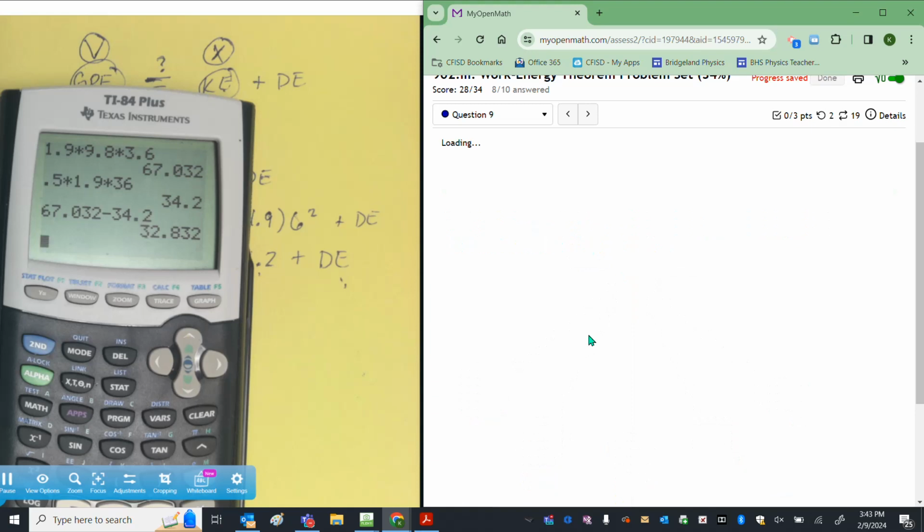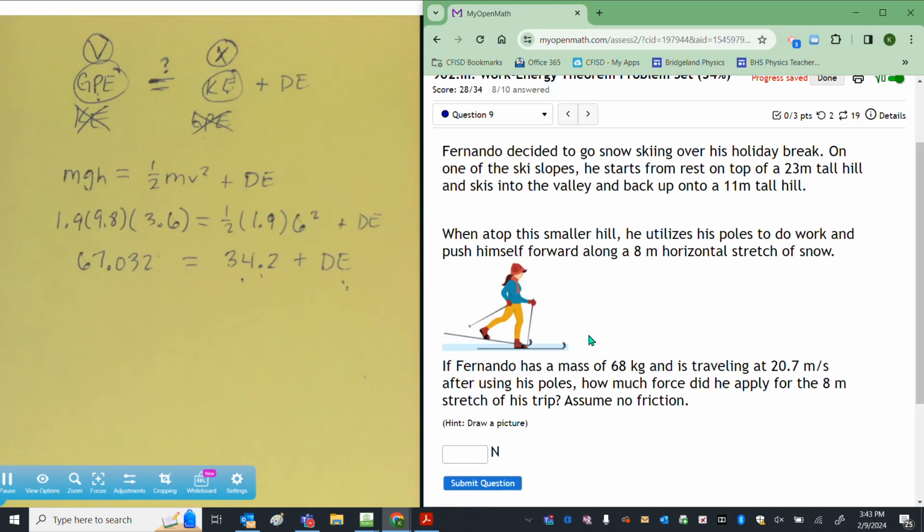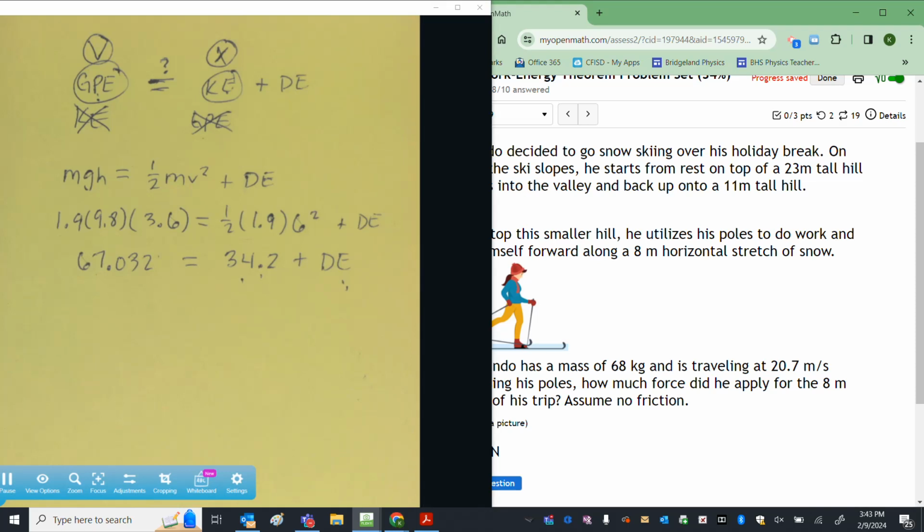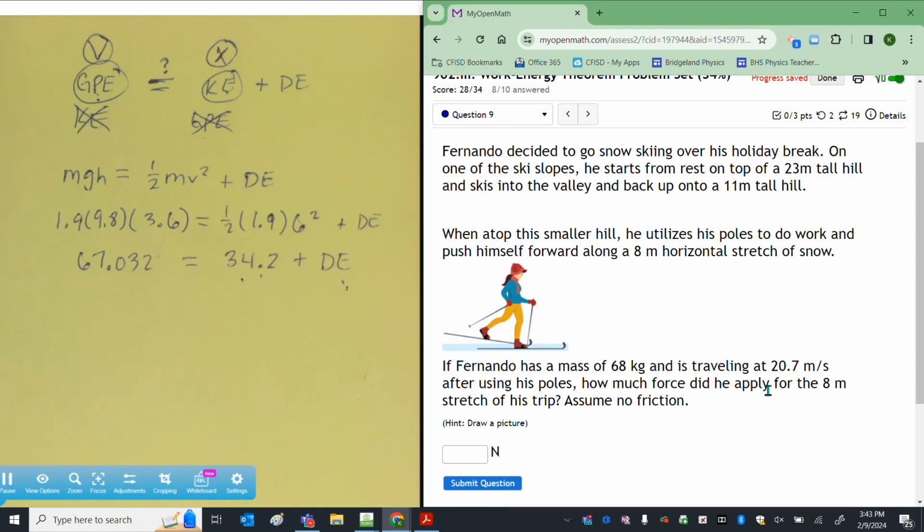All right, question number 9. It says, Fernando decided to go snow skiing over his holiday break. On one of the ski slopes, he starts from rest on top of a 23-meter tall hill and skis into the valley and back up onto an 11-meter tall hill.